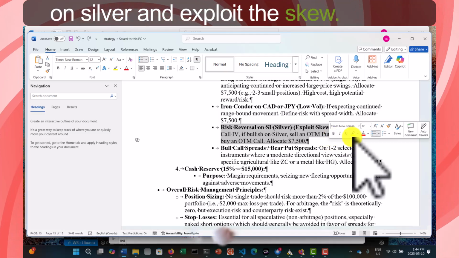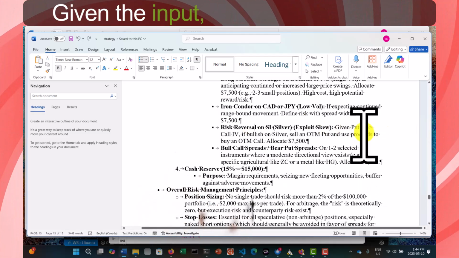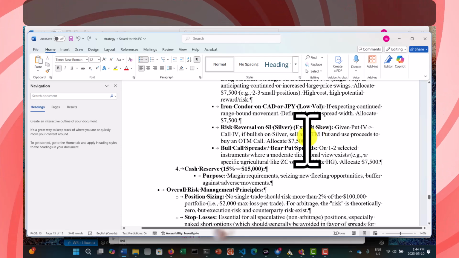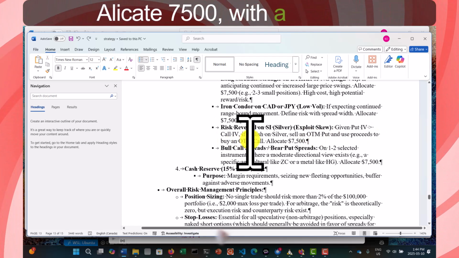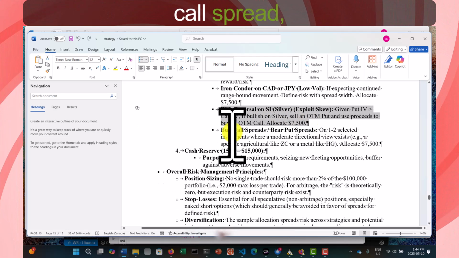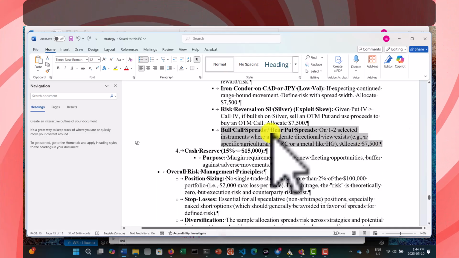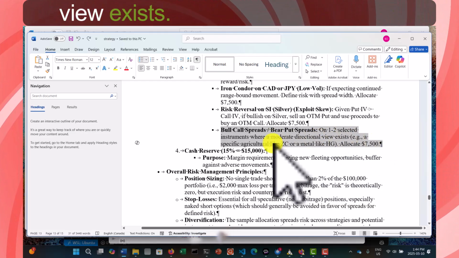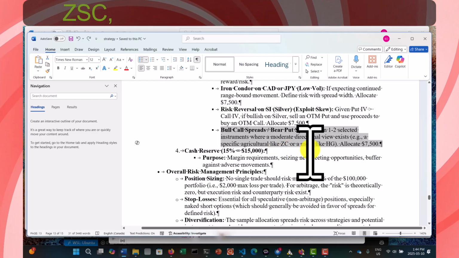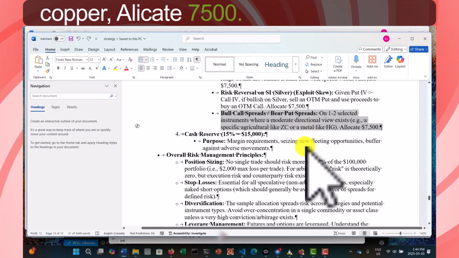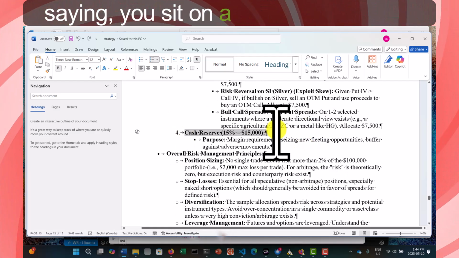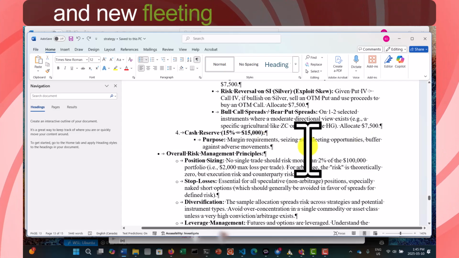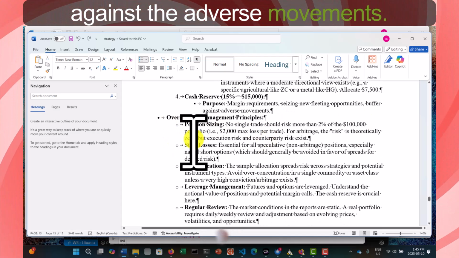Risk reversal on silver and exploit the skew. This is amazing. Given the put implied volatility, call implied volatility. If bullish on silver, sell an OTM, out-of-the-money put and use proceeds to buy an out-of-the-money call. Allocate $7,500. With a bull call spread, bear put spread on 1 to 2 selected instruments where a moderate directional view exists, specifically agriculture like ZC or a metal like HG, which is copper, allocate $7,500. And then it's also saying sit on a cash reserve of 15K out of the 100,000 for margin requirements and new fleeting opportunities, as a hedge against adverse movements.